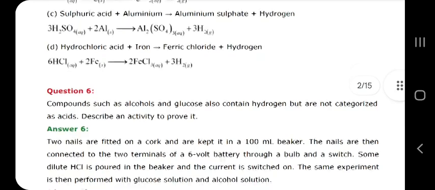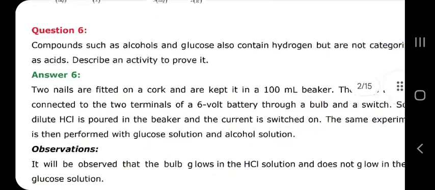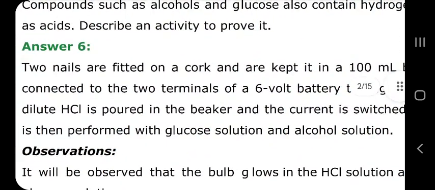Let's see question number 6. This is question number 6. Compounds such as alcohol and glucose also contain hydrogen but are not categorized as acids. Describe an activity to prove it.